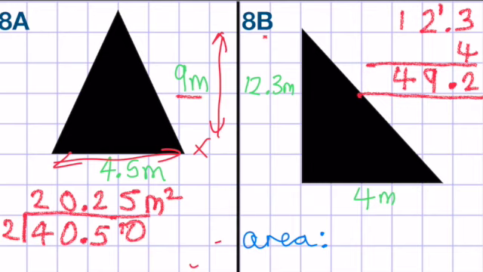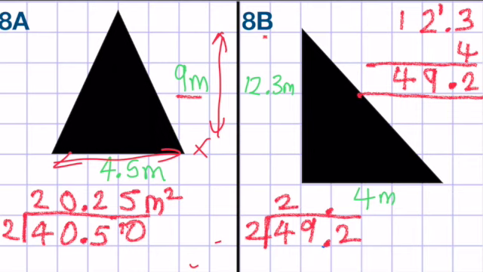I now need to divide this by 2. Let's cross out area again so that we have space. 49.2 divided by 2. 2 goes into 4, 2 times. 2 goes into 9, 4 times with a remainder of 1. And 2 goes into 12, 6 times. So it's 26.4 meters squared.